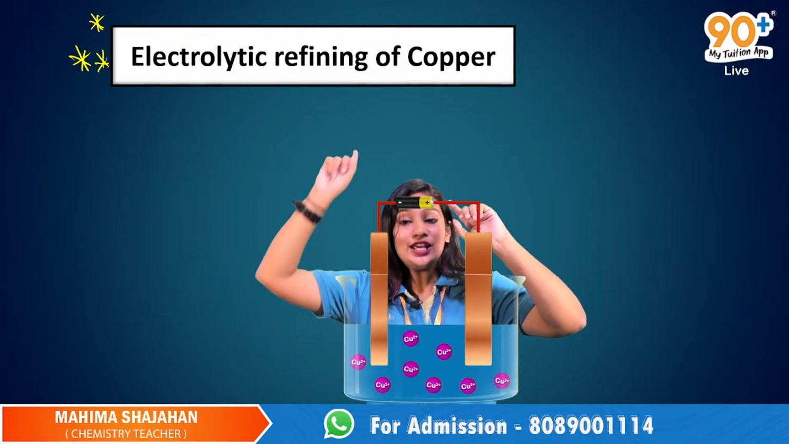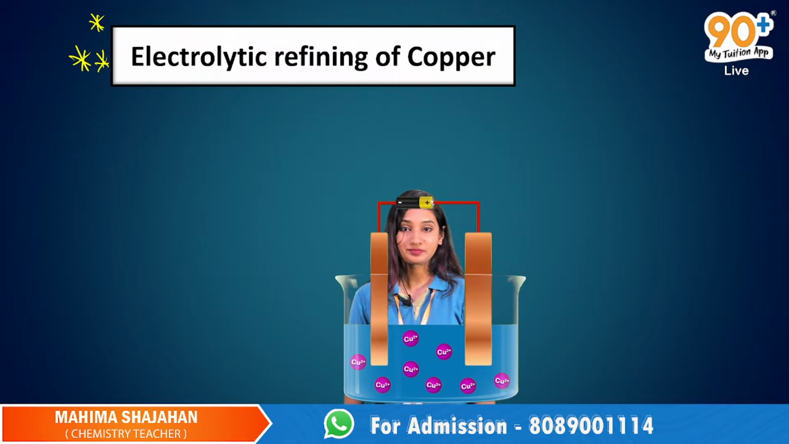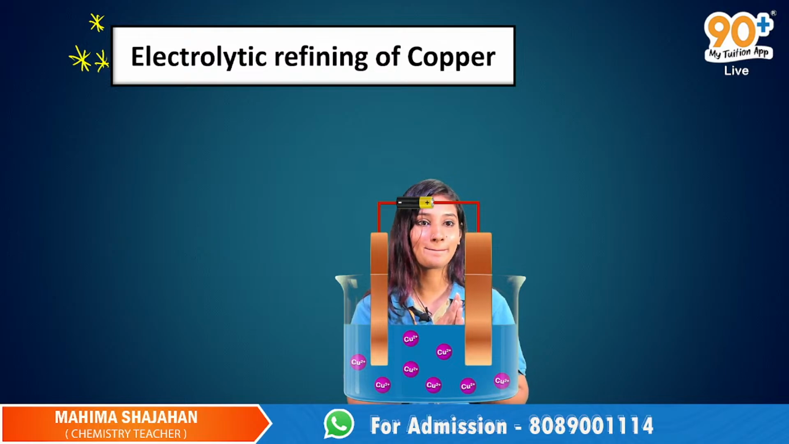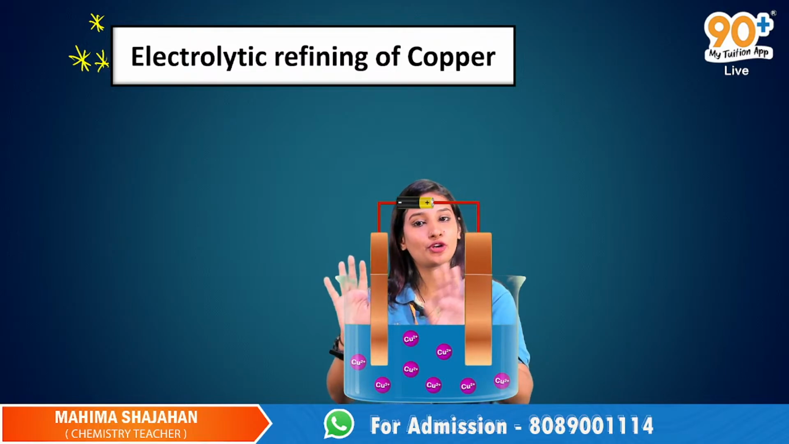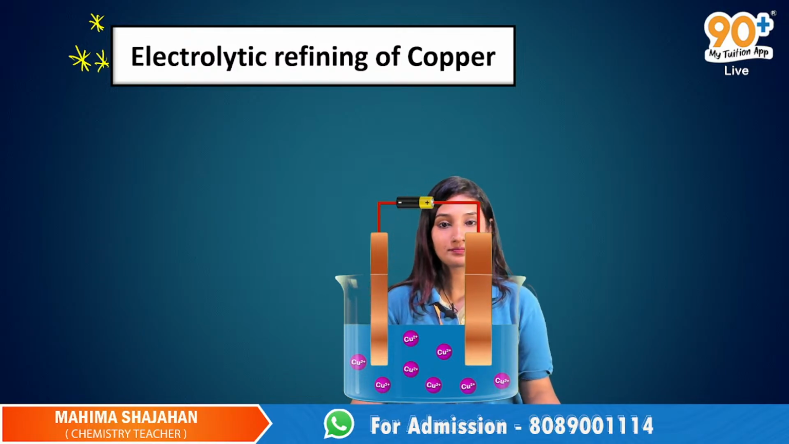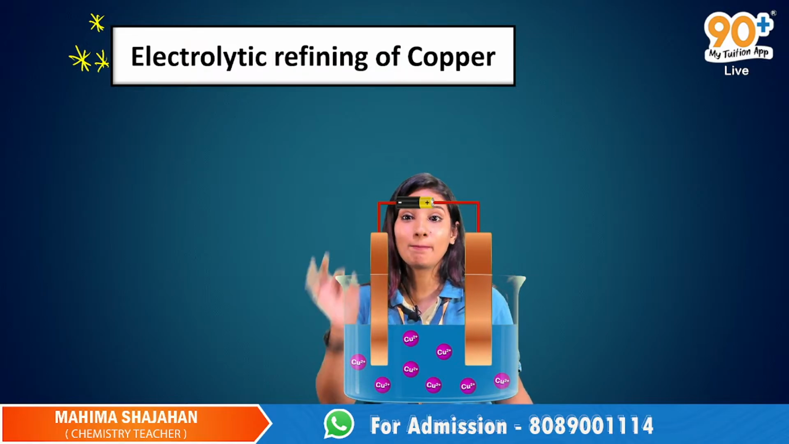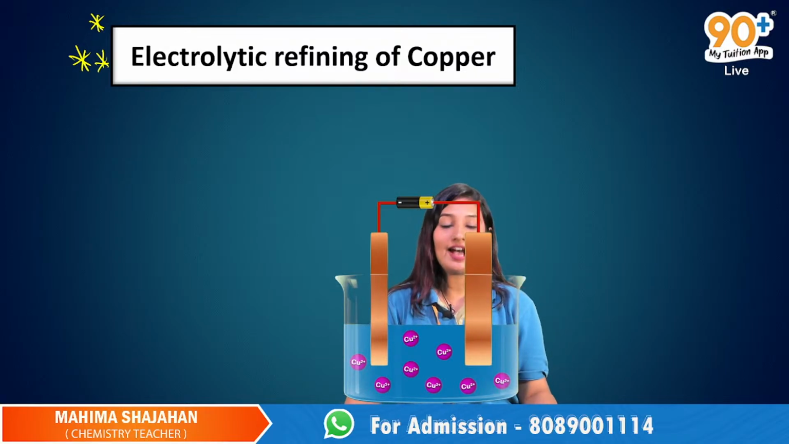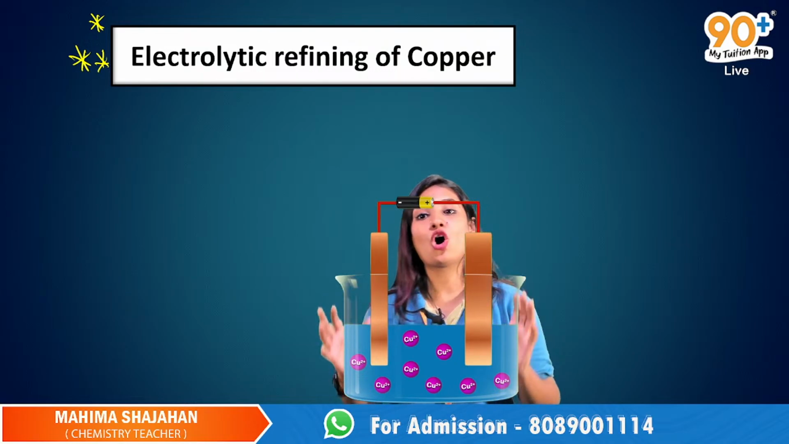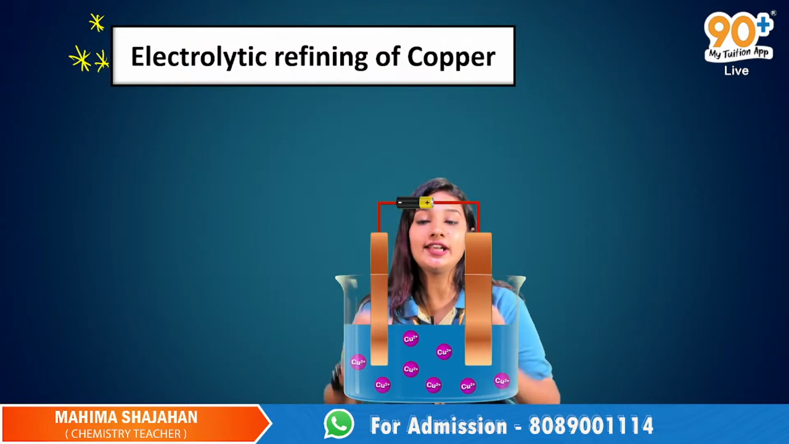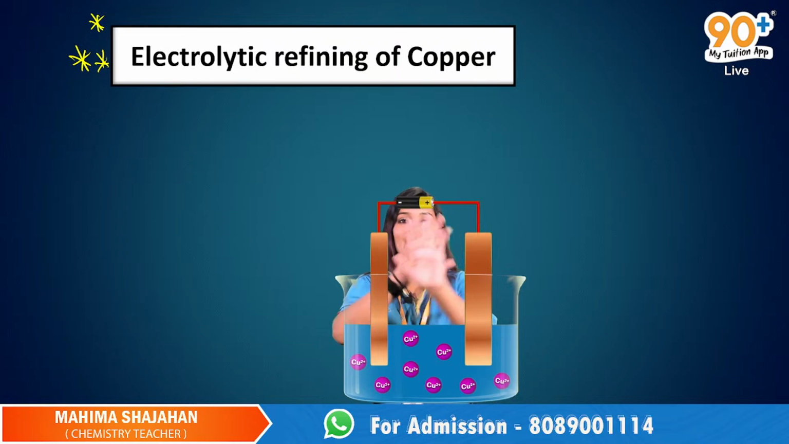Since we are conducting the electrolytic refining of copper, I am taking impure copper as the anode. Both are the same metal, copper. One is impure, one is pure. So my anode is impure copper and my cathode is pure copper. Here it is pure copper, and here there are many impurities and contaminants. Now, the salt solution I have taken is that of copper sulfate. The salt solution must be of the same metal. So I have taken copper sulfate. This is our experimental setup.